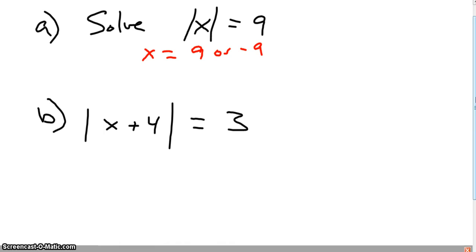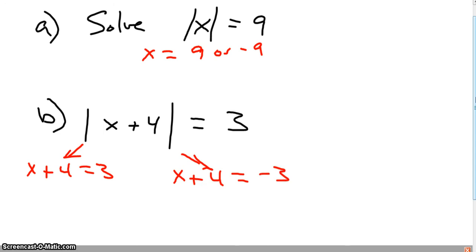Okay, this is more interesting. When you see absolute value expressions that have more than a variable in them, I want you to use this strategy, okay? I want you to draw two arrows. One goes this way, one goes this way. Because we just stated in the rule that x plus 4 could equal what, Matthew? X plus 4 could equal 3. Or we have x plus 4 could equal negative 3. And you must remember to write it both ways, because these answers are not going to be opposites like we saw up here. These are not going to be opposites.